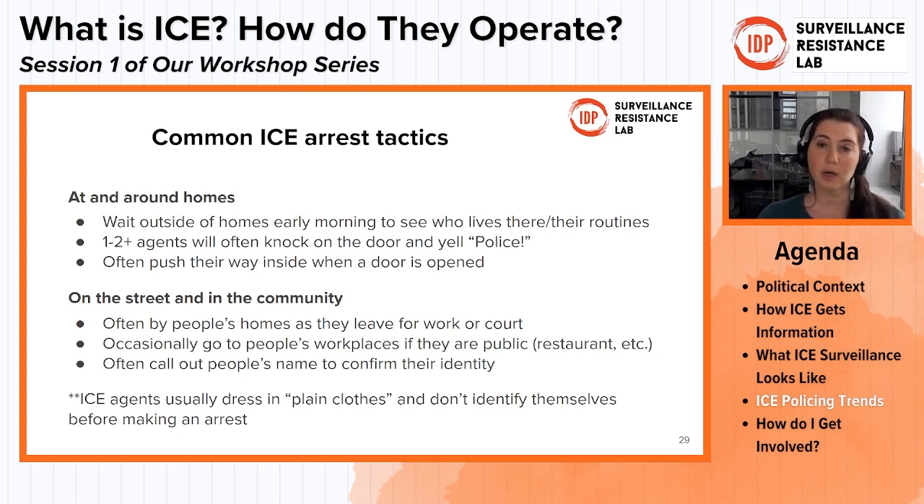ICE agents often arrest people on the street around homes as well, after people have left to go to work or court or to head somewhere. Occasionally, they might follow someone and arrest them at or around their workplace, especially if it's a public workspace. Normally, they'll call out someone's name to confirm their identity and then arrest them. In all of these tactics, they are usually dressed in plain clothes, so they're not dressed in anything that identifies them as immigration. They might look like anyone else on the street, and they often don't identify who they are before making an arrest, and sometimes they don't after they've made an arrest either.